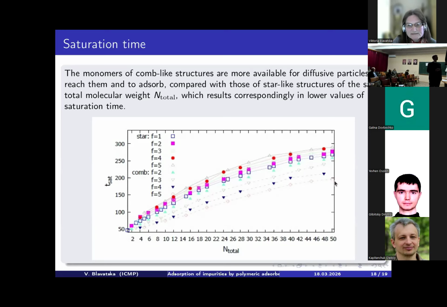So this process reaches saturation much faster for complex structures, while for star-like structures it takes more and more time with increasing number of grafting chains.